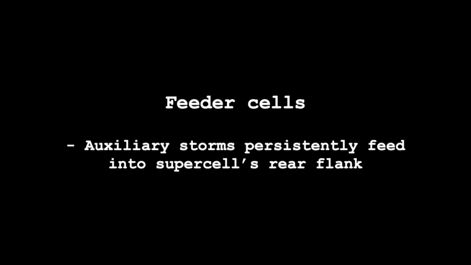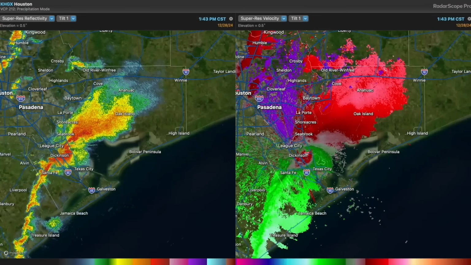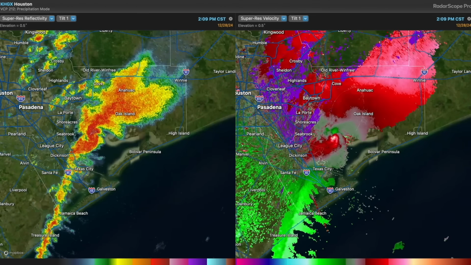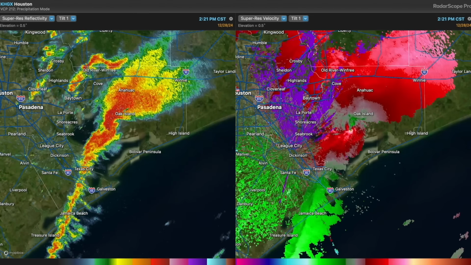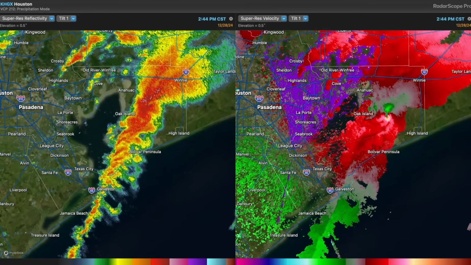As their name suggests, these cells persistently feed into the rear flank of the supercell. Feeder cells can consist of only a couple trailing storms, or a whole line of storms, as in this example here. As we discussed earlier, the degree of storm relative inflow dictates the quantity of feeder cells that's necessary to achieve the inflow-outflow balance. Perhaps the most subtle of all storm interactions is the nudger.